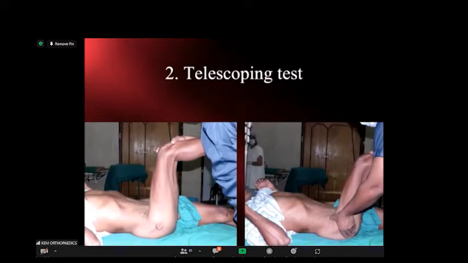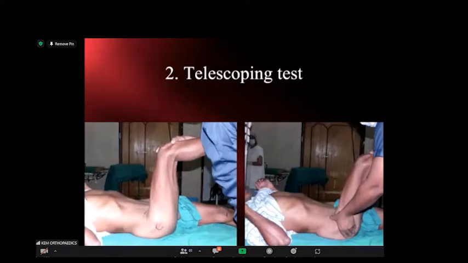Okay, give force in a push and pull force, and we see that the greater trochanter is migrating upwards or not. Sometimes you are not able to flex the hip. Sometimes the examiner tells also in 30 to 40 degree flexion, you give a couple of movements, and you are able to then see the telescoping test.